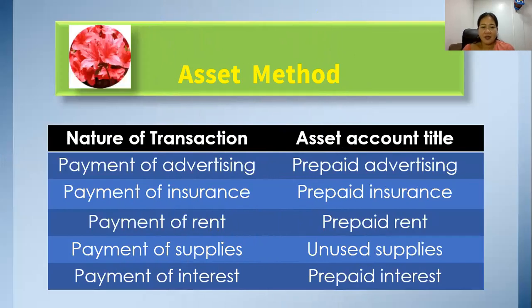So under the asset method, we will be using an asset account title. So you have for payment of advertising, prepaid advertising; payment of insurance, prepaid insurance; payment of rent, prepaid rent; payment of supplies, unused supplies; payment of interest, prepaid interest.